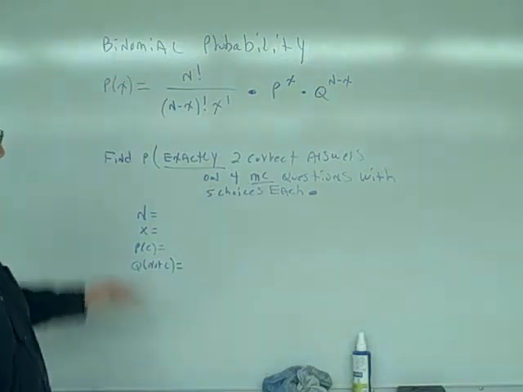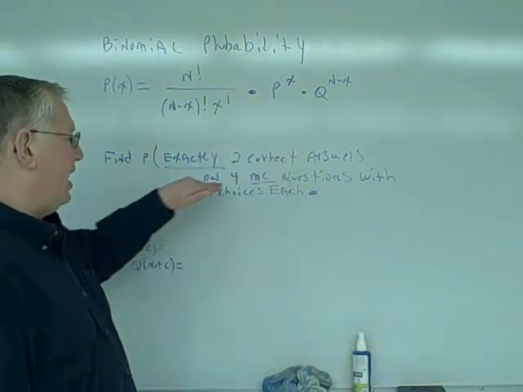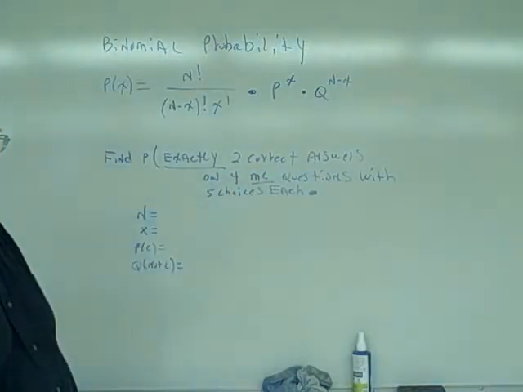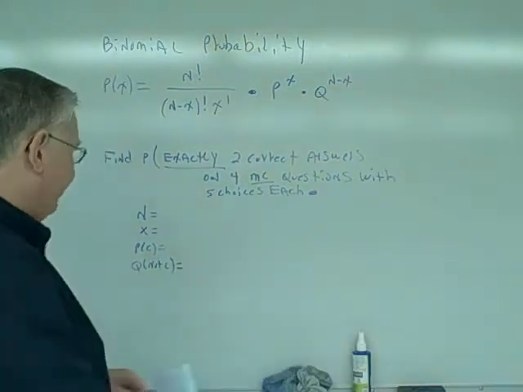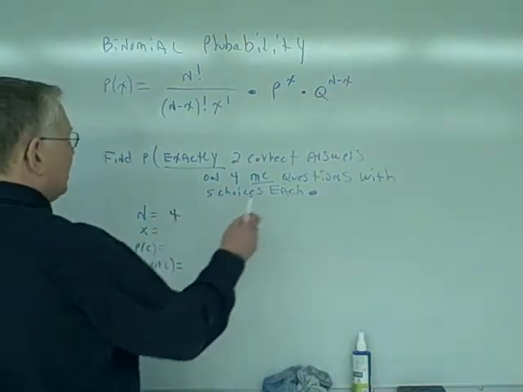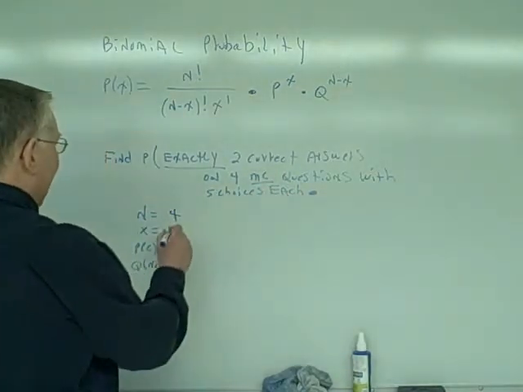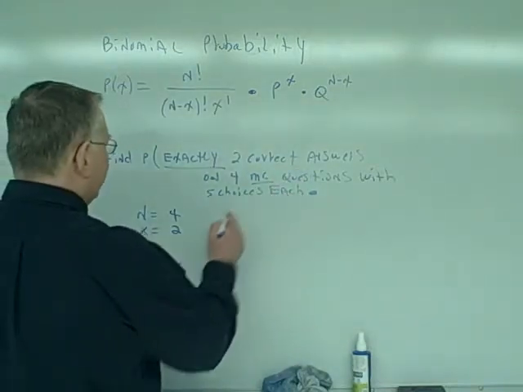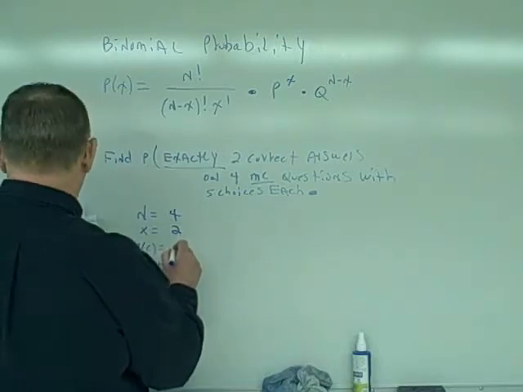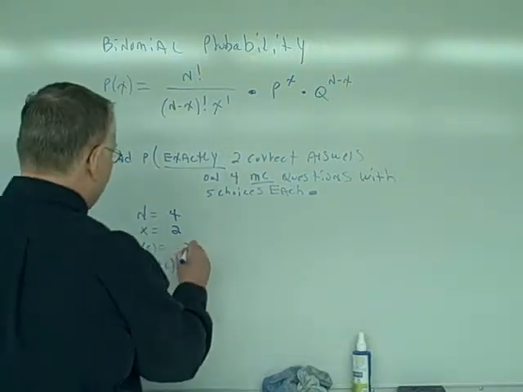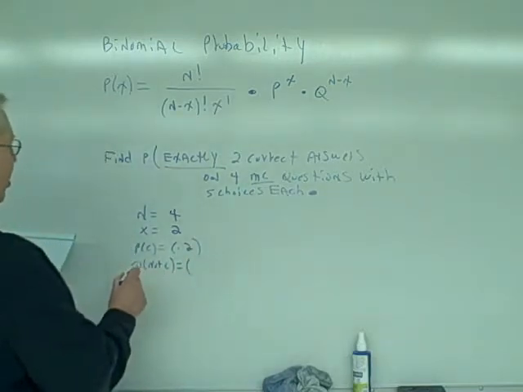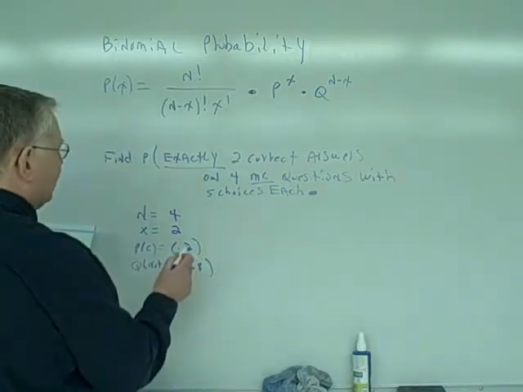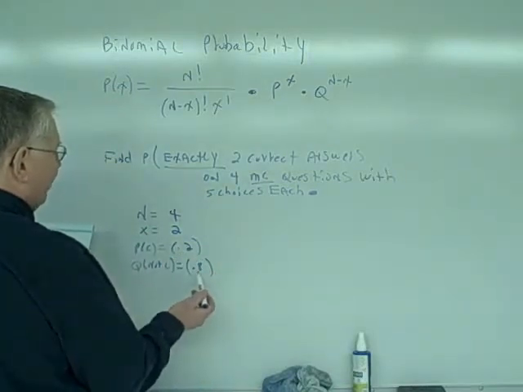So what we want to look at, first of all, is the probability of getting exactly 2 correct answers on 4 multiple choice questions with 5 choices each by guessing. So n is 4 because we have 4 multiple choice questions. X is 2 because we want 2 correct answers. Probability of correct answers, since there's 5 choices, is 1/5. And the probability of q, not a correct answer, is 0.8. We can get 1 out of 5 by guessing correct, but we'll probably get 4 out of 5 wrong by guessing.